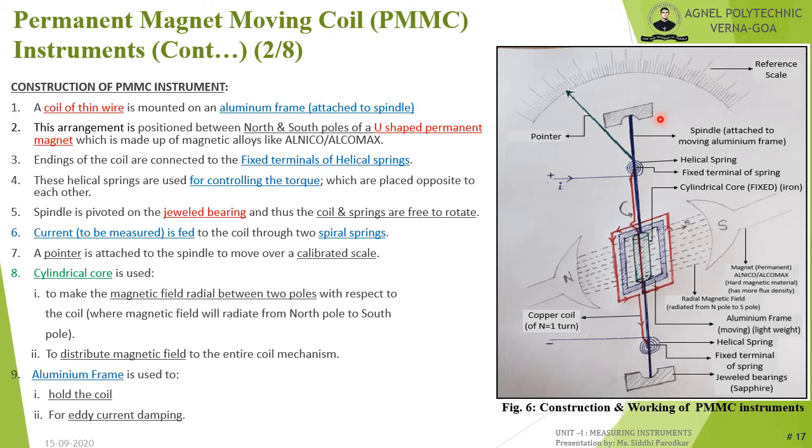The cylindrical core is used, which is this green color, placed between the aluminium frame. This is used to make the magnetic field radial, that is to allow the magnetic field to pass from North Pole to the South Pole and to distribute the magnetic field to the entire coil mechanism. Aluminium frame is used firstly to hold the coil and secondly for eddy current damping.